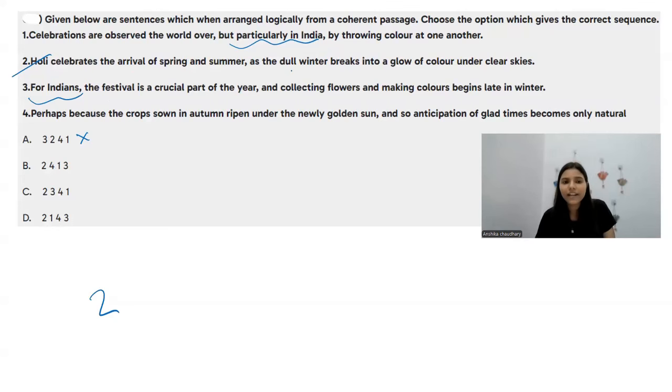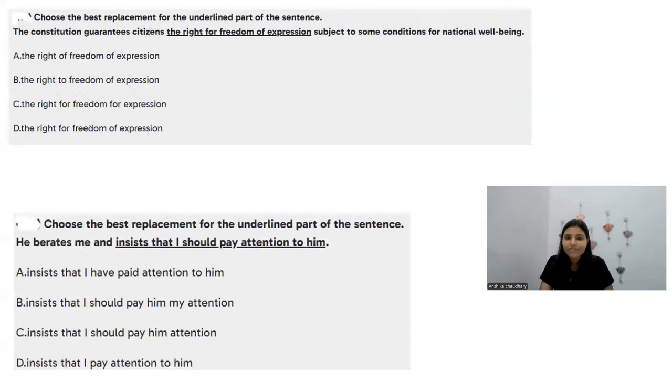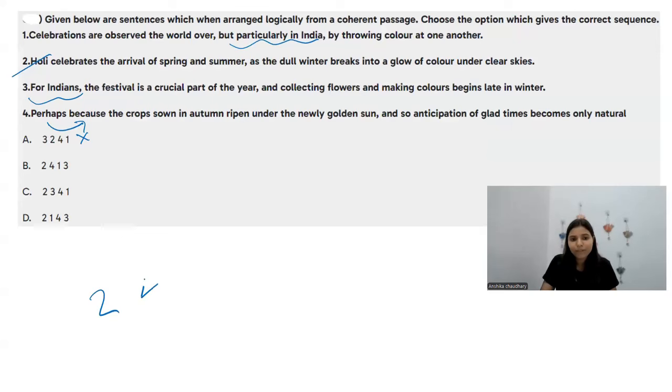"Holi celebrates the arrival of spring and summer as the dull winter breaks into a glow of color under clear skies." As we can see here, this is the effect of Holi, right? That glow of colors under clear skies. So why did this effect happen? There must be a reason, right? So the reason will be "perhaps because", here we are specifying the reason. "Perhaps because the crops sown in autumn ripen under the newly golden sun, and so anticipation of glad times becomes only natural." So Holi has an effect, and what was the cause of it? We are specifying it in the next line, right? So it will be the answer.